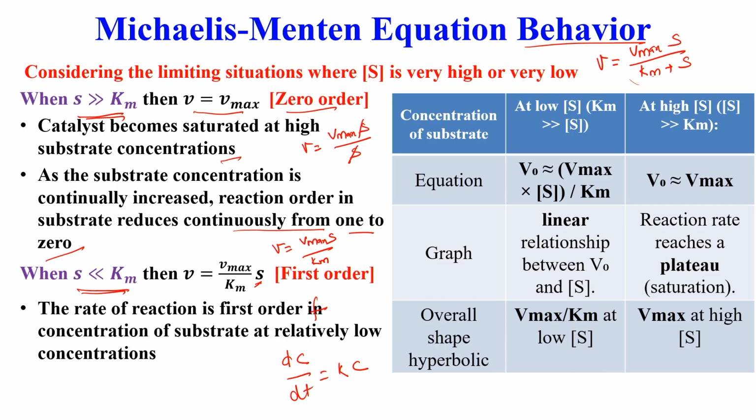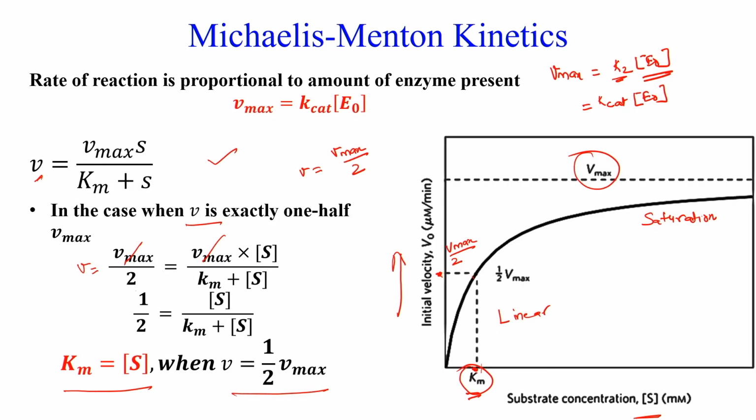Here you can see we have already written both the equations. If S is much higher, the reaction rate reaches a plateau, saturation, and when S is less, it is linear. If you remember, we can go to the graph here. This is the linear region and this is the saturation. When S is less, it follows first order kinetics. When S is high, it follows 0 order kinetics.